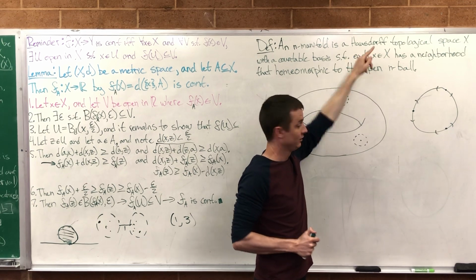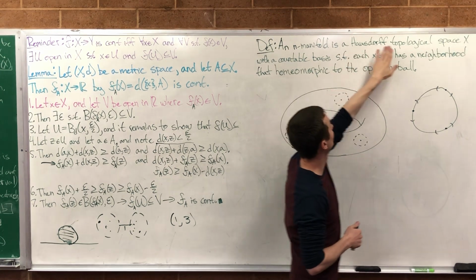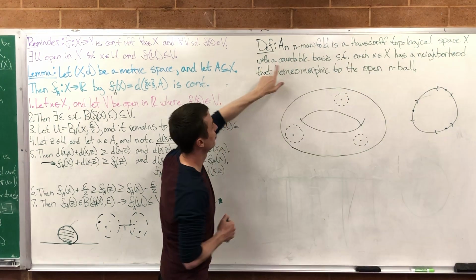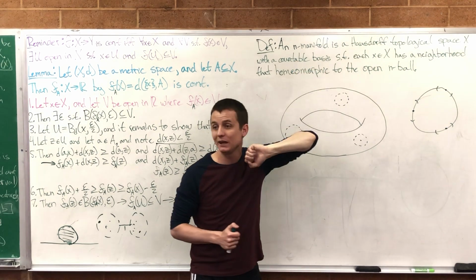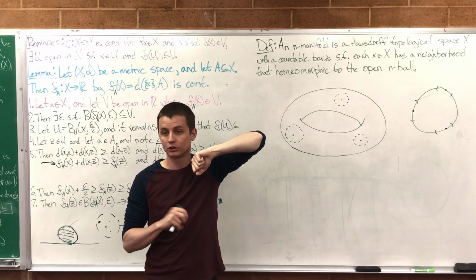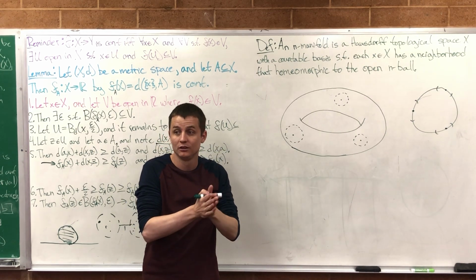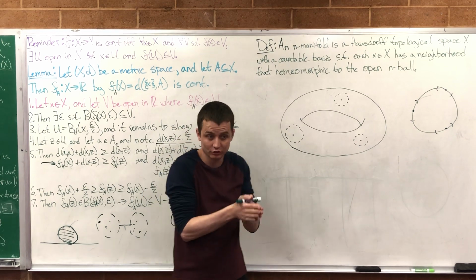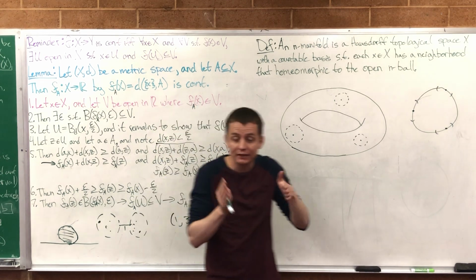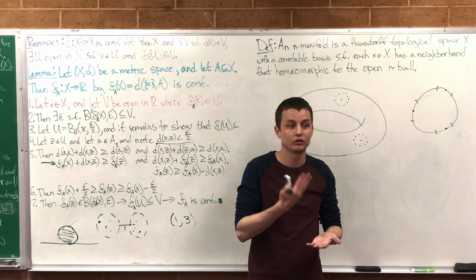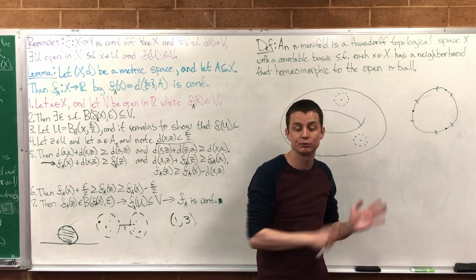Hausdorff means that for any two points you pick, they have their own neighborhoods. A Hausdorff topological space X with a countable basis. Now that countable might throw you off for a second, but you know what a basis is, right? A basis for the topology. A countable basis means it is either the same infinity as the integers or less. So it could be finite or it could be that special infinity that the naturals, the integers, and the rationals are. The first example you come across of something that isn't a countable set is the real numbers.